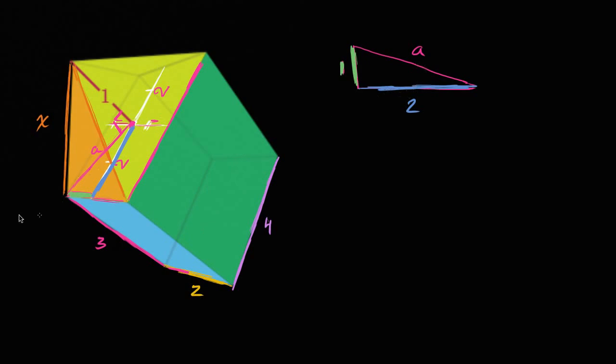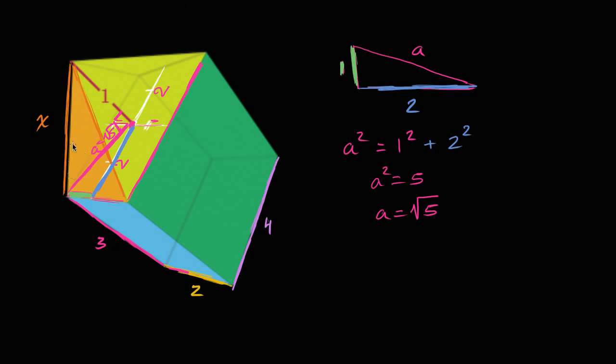And so we can just use the Pythagorean theorem here. We know that the hypotenuse squared is equal to 1 squared plus 2 squared, which is 1 plus 4, which is equal to 5. So we can write that a squared is equal to 5, or a is equal to the principal root of 5. So this length right over here is the square root of 5.